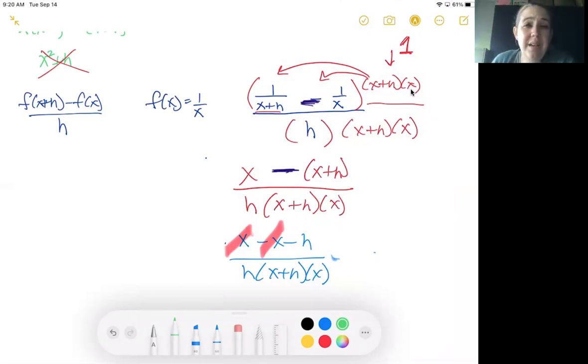Now, you might need to distribute that back through. I'm not exactly sure on the bottom. So I think, I can scroll this up. You could have a negative 1 over x squared plus xh. Either one of these would be acceptable answers.